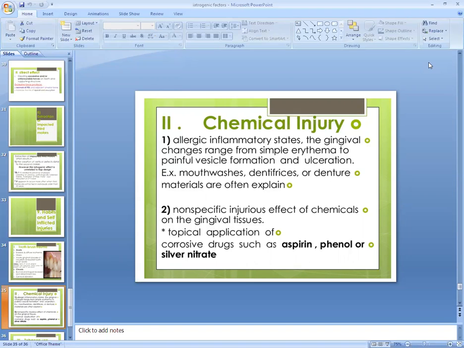Second are the non-specific injuries, the effect of chemicals on the gingiva. Examples of the non-specific are the topical application of corrosive drugs such as aspirin, phenol, and silver nitrate. So what happens whenever there is an application of aspirin, phenol, and silver nitrate? This results in non-specific injury to the periodontal supportive tissue and acts as an iatrogenic factor.